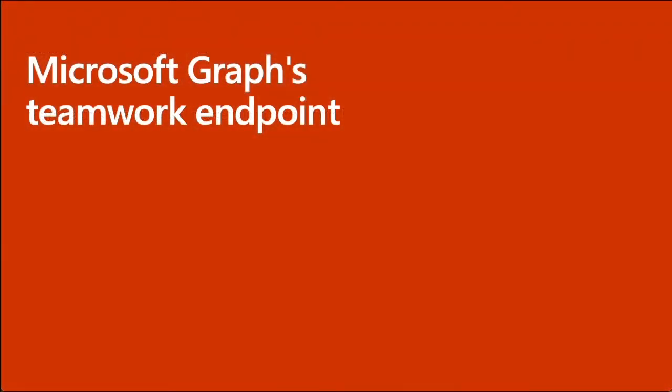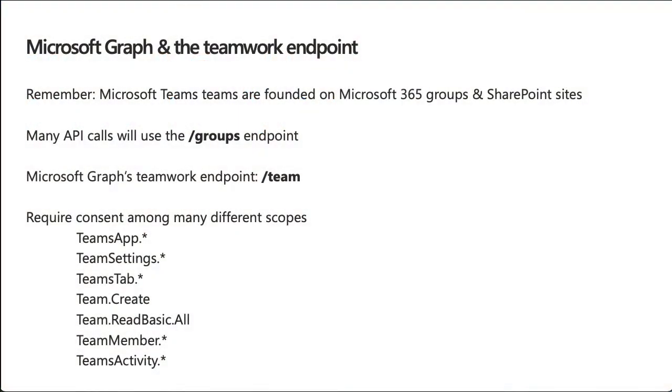Now, let's explore some of the things that you can do with Microsoft Graph's Teamwork endpoint, the way that you interact with Microsoft Teams with an API. Some of the things you can do is create teams, and you can use the Microsoft Teams API in Microsoft Graph to create teams in multiple ways. All teams are backed by Microsoft 365 groups, and this is the quickest way for you to get your team up and running when you create new teams with Microsoft Graph.